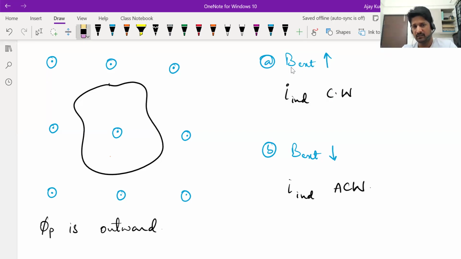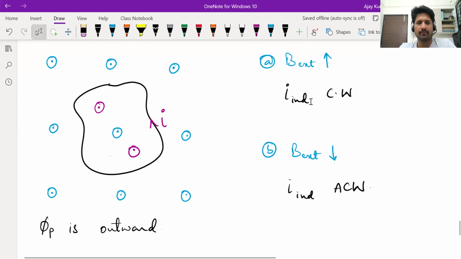In the second case, flux is outward, but it is becoming weaker. So induced EMF has to make it stronger, which means it has to create additional field in the outward direction itself. To create additional field in the outward direction, the current has to flow anti-clockwise. Then the secondary flux will also be outward, supporting the original flux, so it is opposing the decrease. Is this clear to all of you? Any doubts in this question? No, sir.